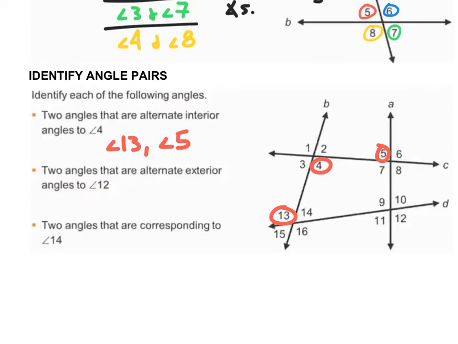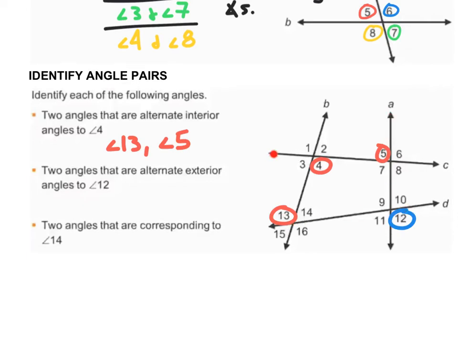Okay, now the next one says two angles that are alternate exterior angles to angle 12. Okay, so with 12, all right, let's take a look at 12. This one's a little tricky. Okay, so taking a look from that perspective, all right, what I see is I'm going to use this as my transversal first, okay?